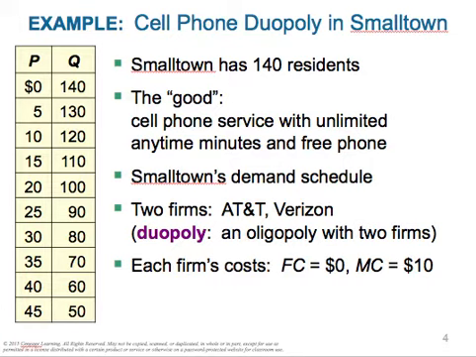Okay, you usually think oligopoly, you think a producer with just a few firms, 3 to 4, but in this case, it's a duopoly. There's two firms in this example, AT&T and Verizon. Now, each of the firm's costs is defined as follows. They have zero fixed costs, and they have a marginal cost of $10. So every time they add a new customer or a new service user, it costs them $10.